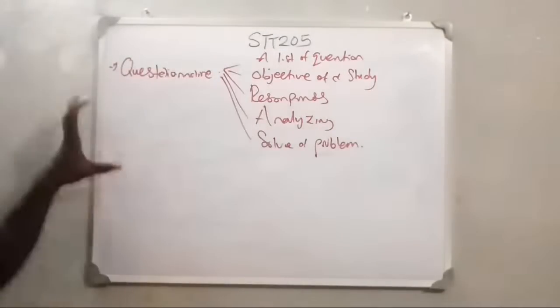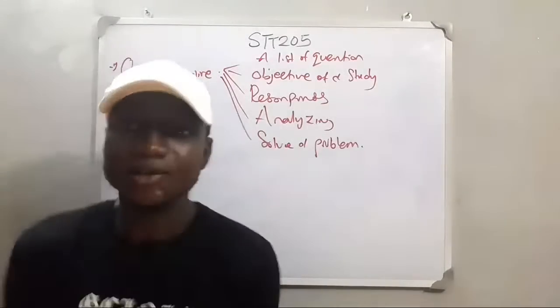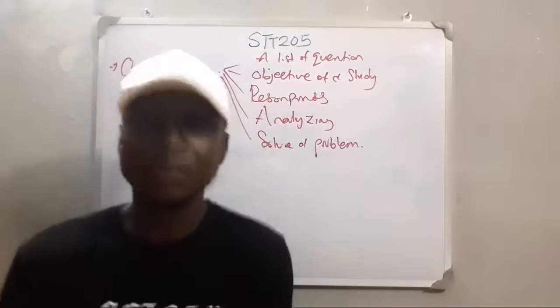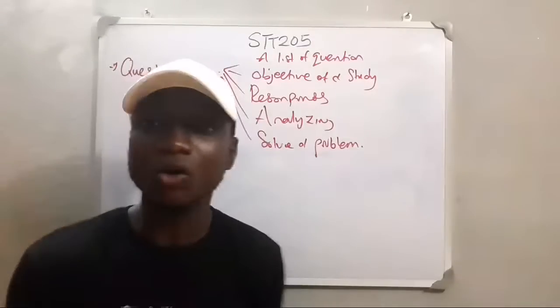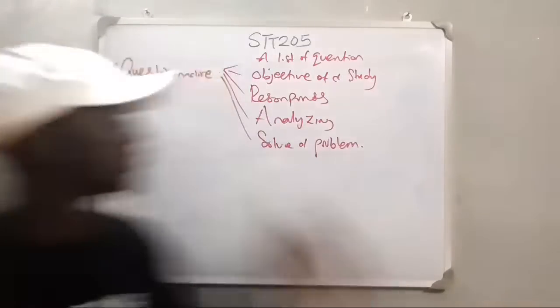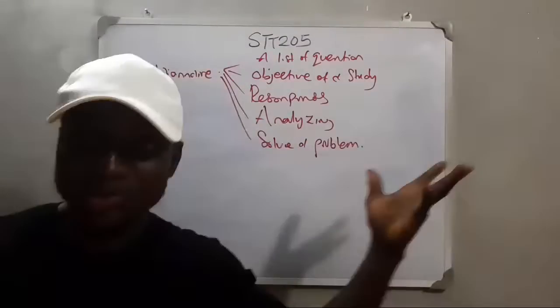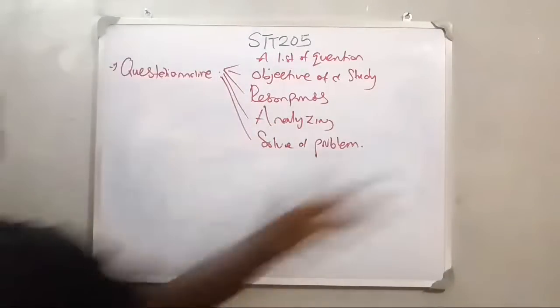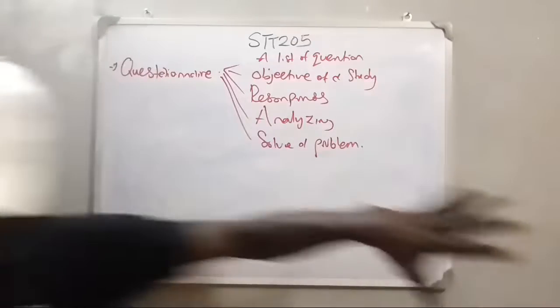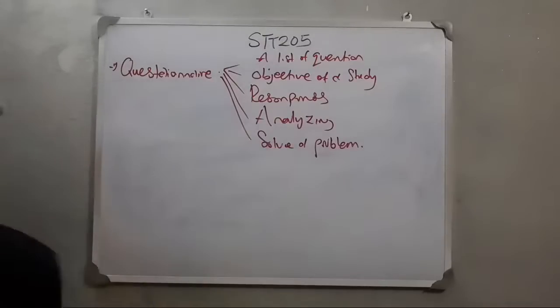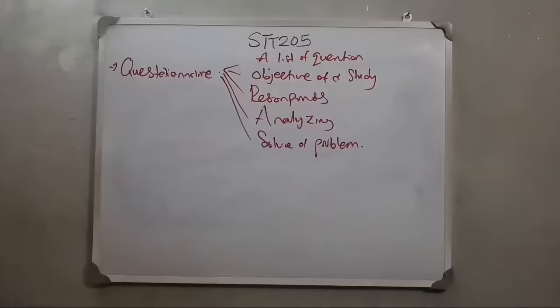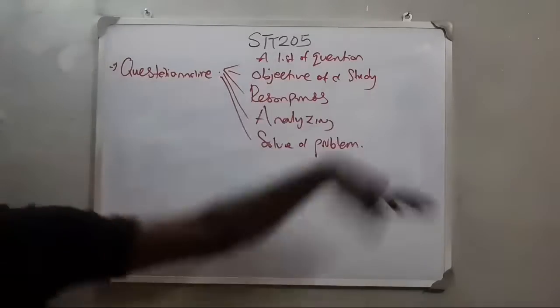Now, the reason for doing this questionnaire is to get information from my respondents. Who are the respondents? Those people I am intending to give out questionnaires to. Now, speaking of questionnaires, we have two different types: the open-ended and the closed-ended questionnaire. We're not even talking about that now, because that is a little bit more detailed in research methodology. For the purpose of this class, STT205, we're not going to be going deeply into that.